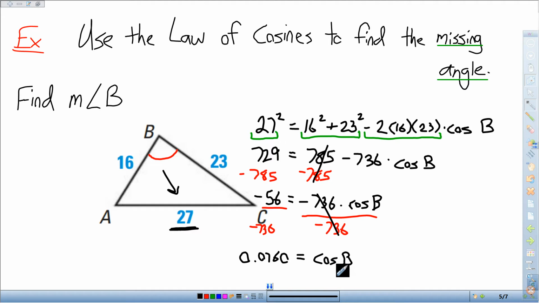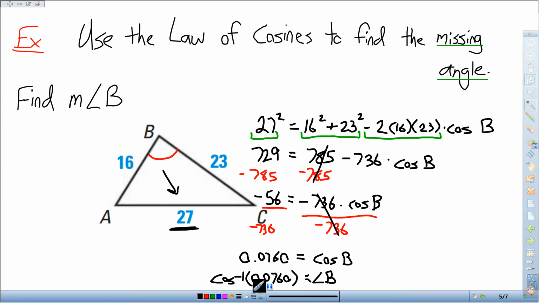Here's the thing. We're solving for B, so we need to get rid of cosine. If you remember, this is being multiplied, so we would divide both sides by cosine, but dividing by cosine is the same thing as multiplying by the inverse of cosine. Whenever we find angles, remember, we use those inverse buttons. So instead of dividing by cosine, I'm going to multiply by the inverse of cosine. Cosine inverse is being multiplied by 0.0760, and that's going to give me angle B.